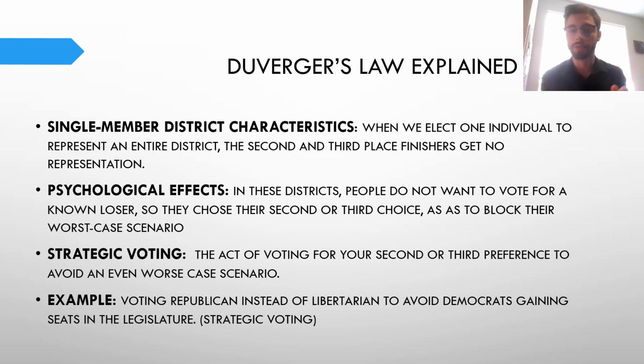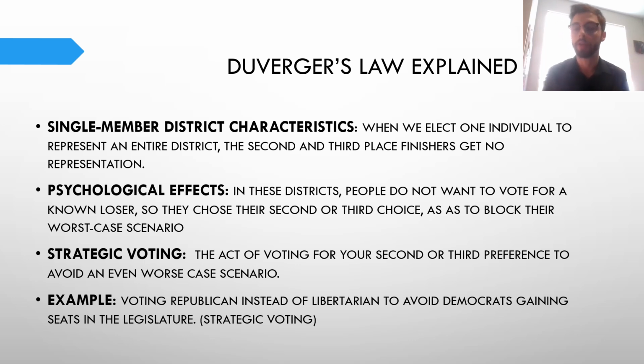Now, what is the psychological effect that happens in the voter's mind when this is the environment they're voting in? Well, in these districts, people do not want to vote for a guaranteed loser. They don't want to vote for Bernie Sanders, even though that's who they prefer with their policies, because he would not win the election in the end. So instead of voting for their true preference, which in this scenario, because it's the best contemporary example, would be Bernie Sanders, they would then choose their second preference, which in the scenario of 2016 would be Hillary Clinton.